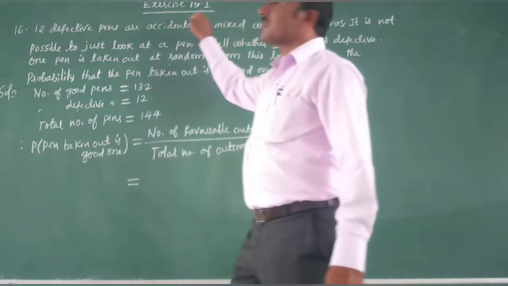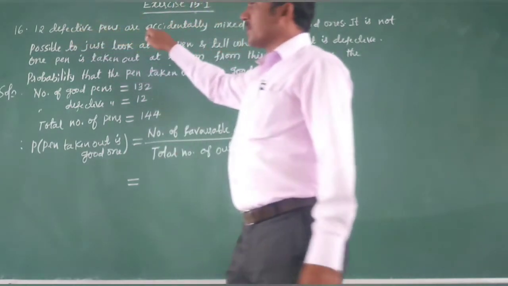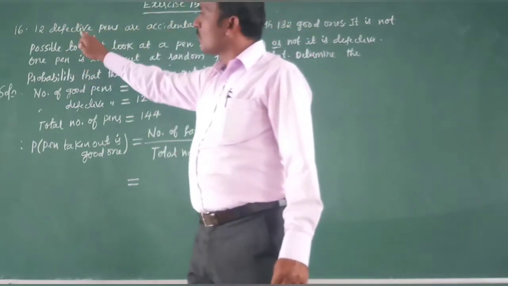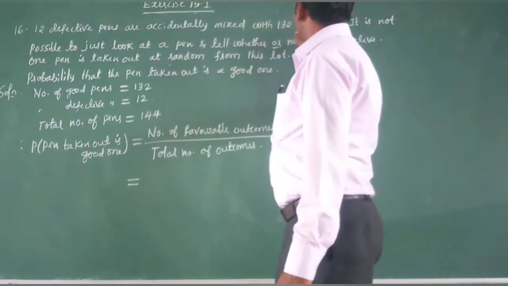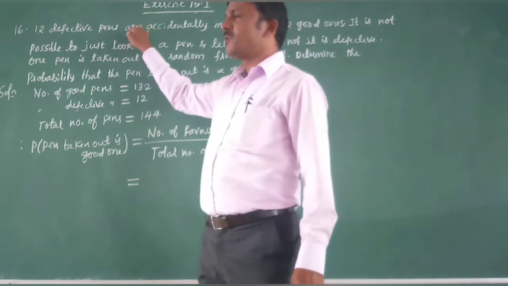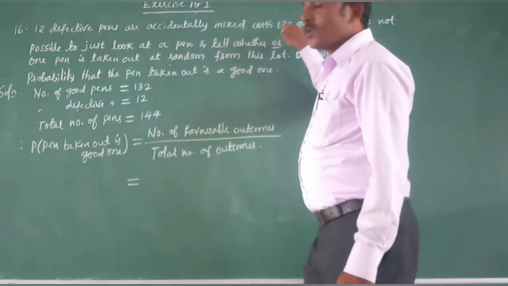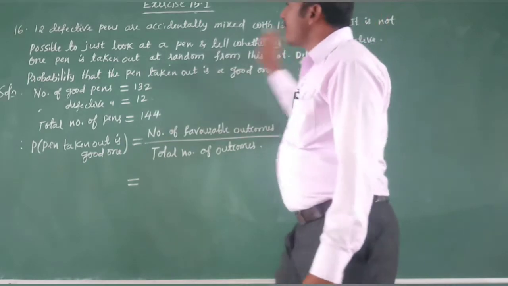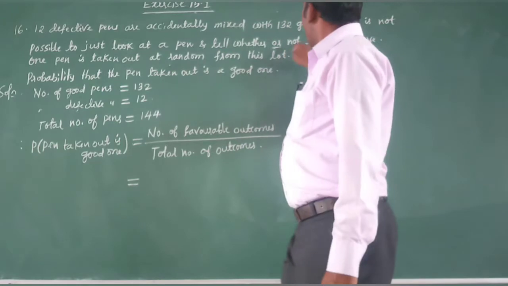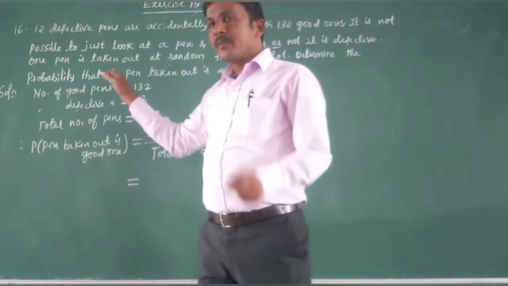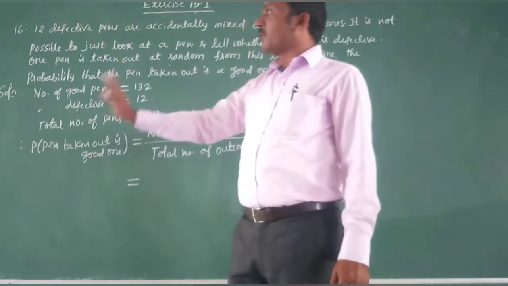16th question from exercise 15.1. Total 12 defective pens, means not working properly, are accidentally mixed with 132 good ones. Accidentally means without knowing. Mixed with 132 good ones. It is not possible to just look at a pen and tell whether or not it is defective. Just by seeing, we can't say this is a good one, this is a defective one. Okay?